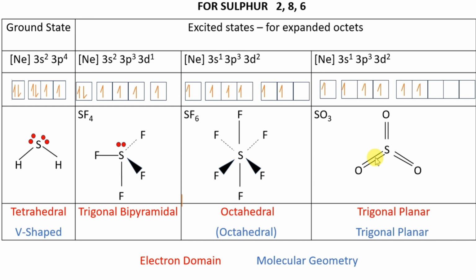Those 6 bonds could be single, they could be double, as we have with SO3. I still need to have 6 singly occupied atomic orbitals. I need an excited state. Trigonal planar, both in terms of electron domain geometry and molecular geometry.